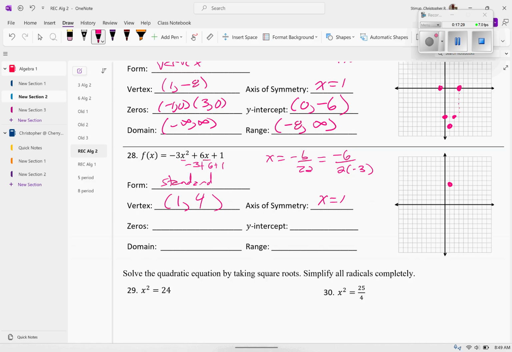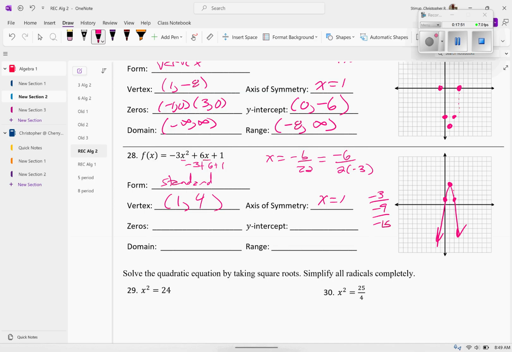We can pattern graph. It's not going to be 1, 3, 5. It's going to be negative 3, negative 9, negative 15, because we multiply everything by that. So if I go right 1 down, 1, 2, 3, left 1 down 3. On my y-intercept, right 1 down 9. So we don't really have to do that. It's just going to be way down here.